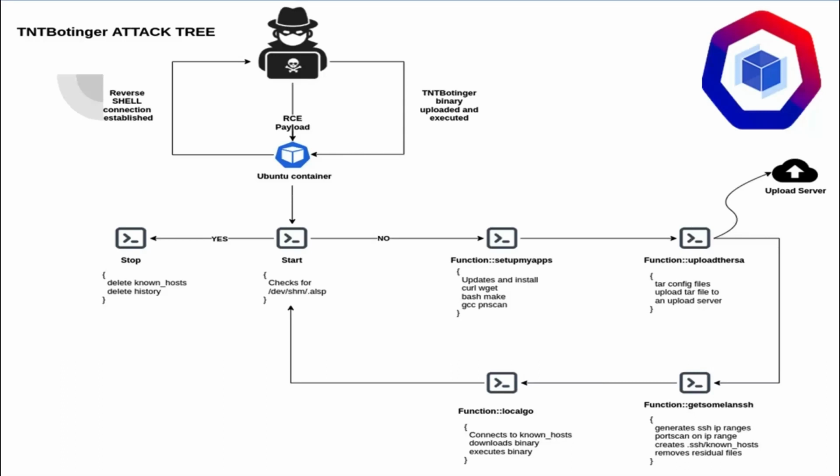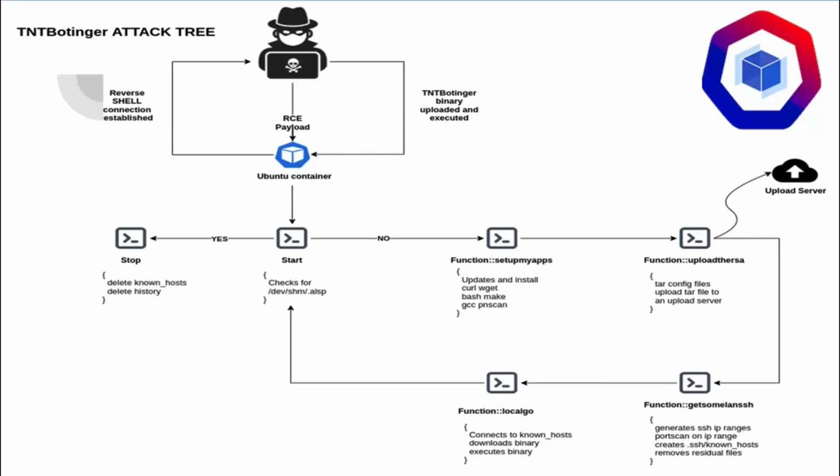The script checks for a specific file under the dev/shm directory. If the file can't be located, the script begins its work. The SetUpMyApps function installs the dependencies onto the target machine for the smooth working of the malware. The next function will tar the config files and upload them to a server.